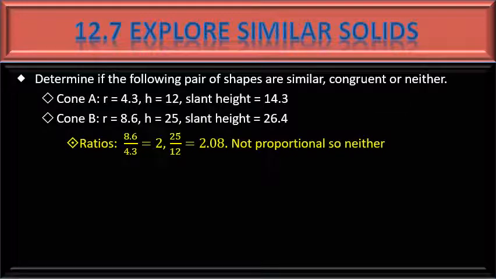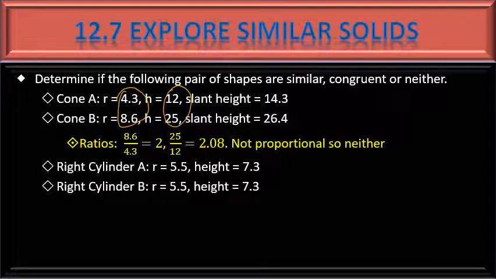Well, let's see. The ratio of the radii is 8.6 to 4.3. So that's just these two. That gives us 2. If I do the ratio of the heights, 25 to 12, it's 2.08. 2 and 2.08 aren't the same, so it's not proportional. So they're neither. Not congruent, not similar.